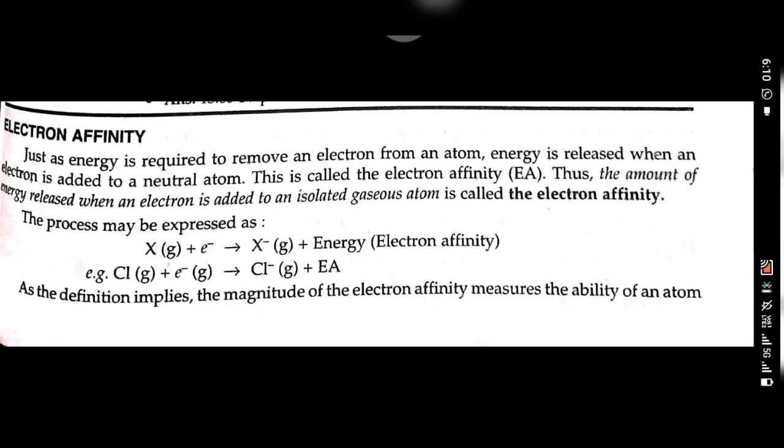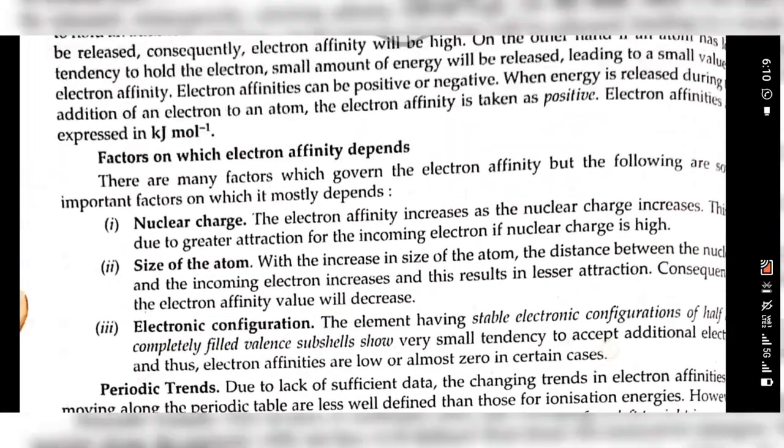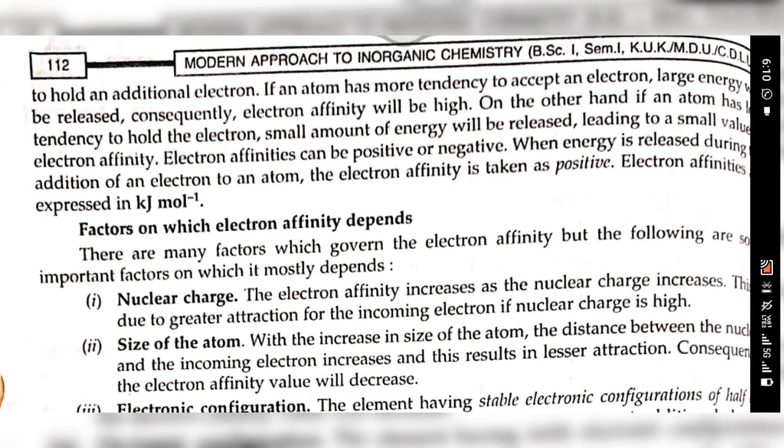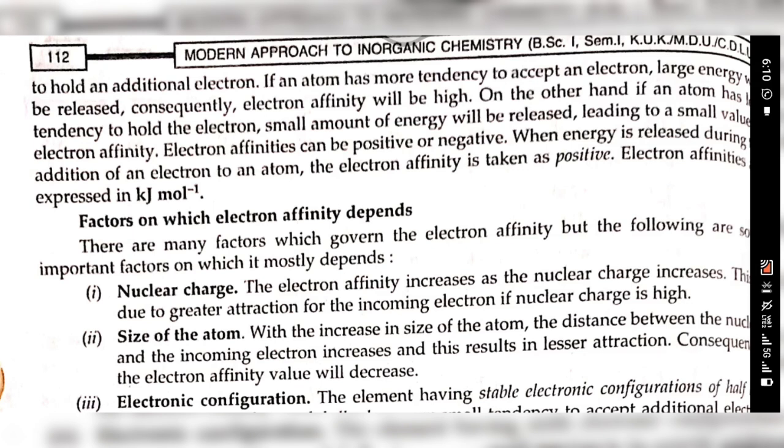As the definition implies, the magnitude of the electron affinity measures the ability of an atom to hold an additional electron. If an atom has more tendency to accept an electron, large energy will be released. Consequently, electron affinity will be high. On the other hand, if an atom has less tendency to hold the electron, a small amount of energy will be released, leading to a small value of electron affinity.